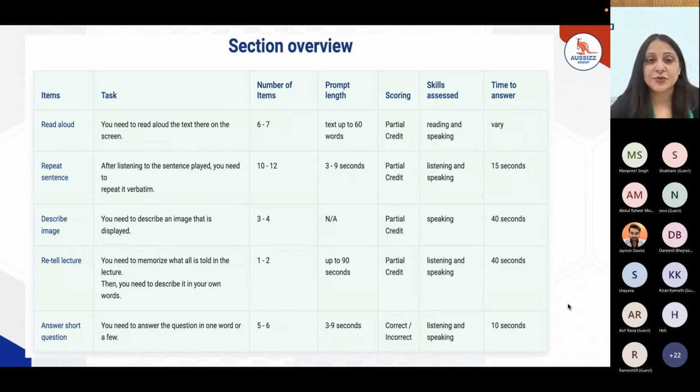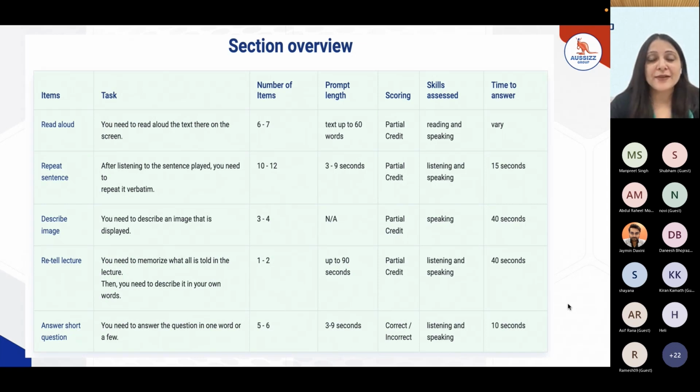In read aloud, you need to read the paragraph on the screen. Repeat sentence, again, is a high scoring task. Describe image, again, high scoring. Retell lecture is medium scoring. Answer short question is a very low scoring task. So let's check how to do these questions and understand speaking in more detail.